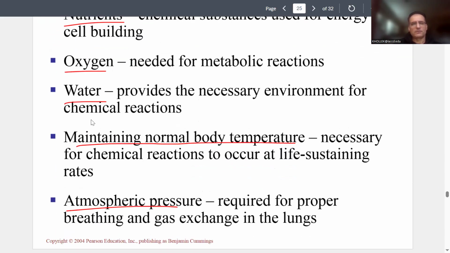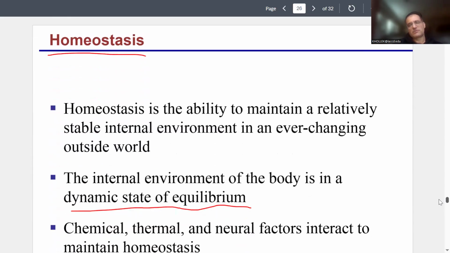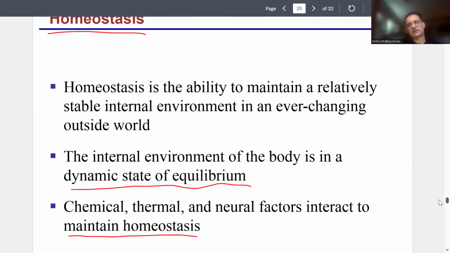But yeah, maintaining normal body temperature, that was part of homeostasis. In fact, you need to achieve homeostasis at all levels. Okay, atmospheric pressure, obviously the gas exchange requires a certain atmospheric pressure to take place. You can't do this on other planets, for example, because you don't have the correct atmospheric pressure or concentration of those gases. So, kind of like reviewing the homeostasis, the states of balance.